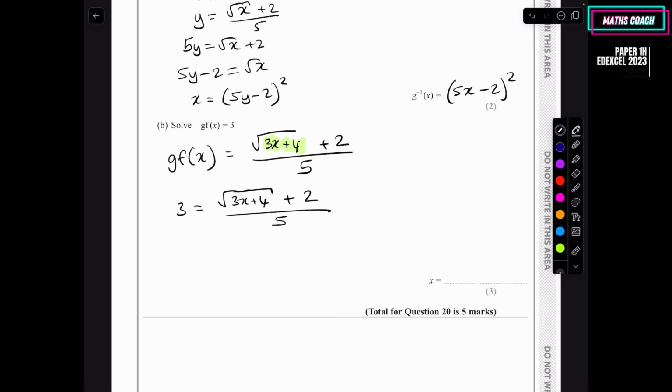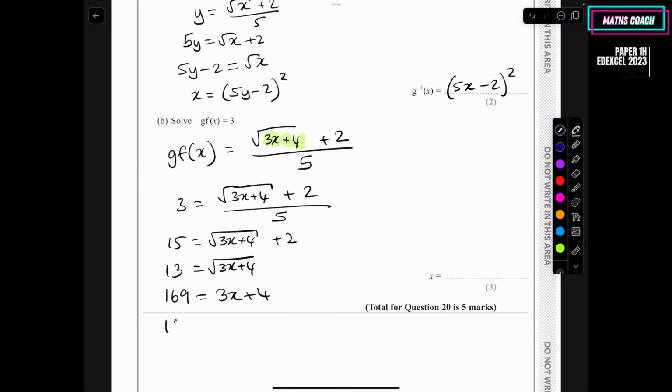So how do we solve that? Let's times both sides by 5. That would be 15 is equal to root 3x plus 4 plus the 2. Take the 2 to the other side. That gives us 13 is equal to root 3x plus 4. Square both sides. So 13 squared is 169, and that makes the square root disappear. Take the 4 to the other side. So 165 is equal to 3x, and then divide by 3. So x is equal to 165 divided by 3.